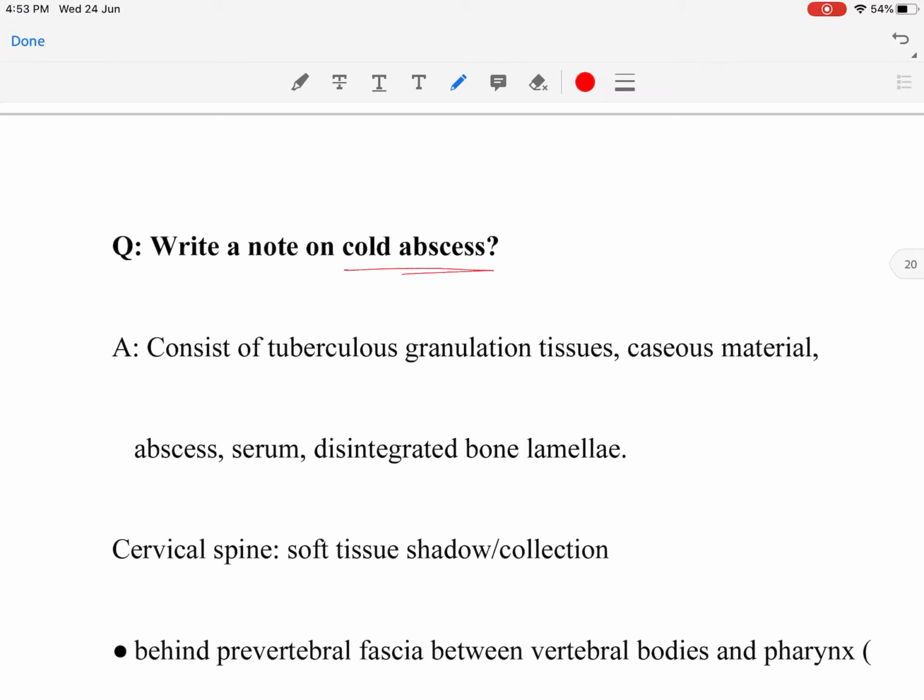So cold abscess basically consists of tuberculous granulation tissue, caseous material, necrotic material, abscess or pus, serum and disintegrated bony lamellae. So why is it known as cold abscess? Because the typical features of abscess, which are increased temperature, tenderness, swelling, redness, are typically absent in this type of abscess. That is the reason these are known as cold abscess.